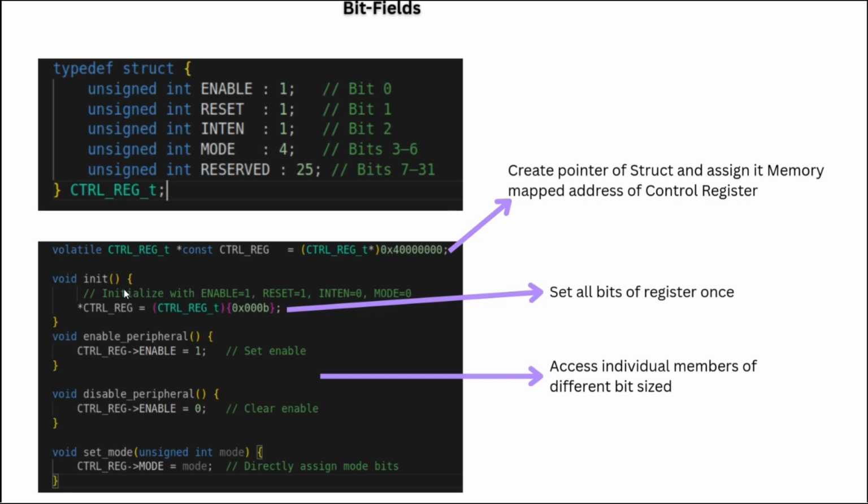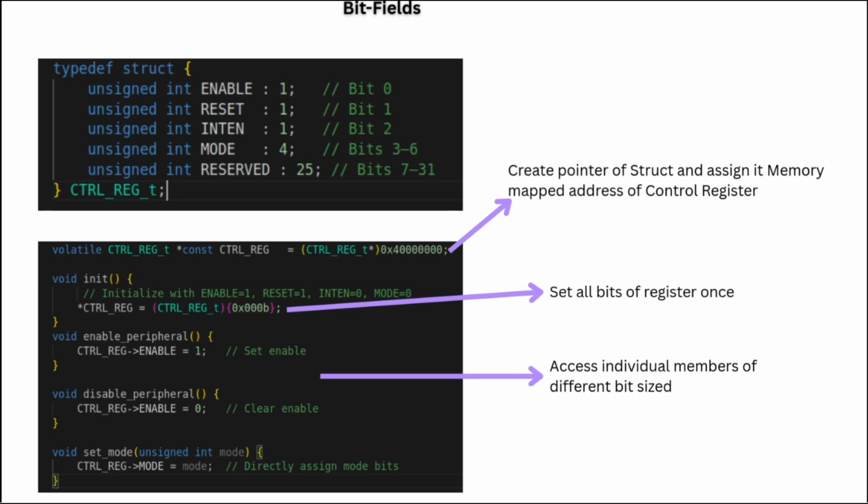While accessing also, see in this sample program, I access very simply. When I am setting some bit in the register, I just write control register dot enable equals 1, and to disable, enable equals 0. When I want to change the mode, I can change it to some mode, instead of doing a lot of bit operations and masking. So you can easily do this.